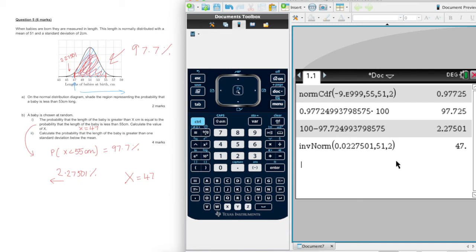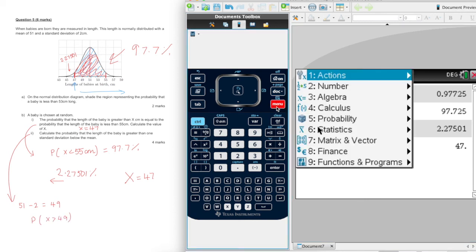And then the second part is to calculate the probability that the length of the baby is greater than 1 standard deviation below the mean. So 1 standard deviation less than the mean. The mean is 51. So this is part 2. The mean is 51 and the standard deviation is 2. So that means that I'm essentially asked for the probability that the length is greater than 49. So for this, I'm going to use the probability that X is bigger than 49.